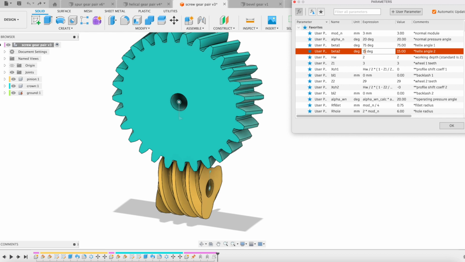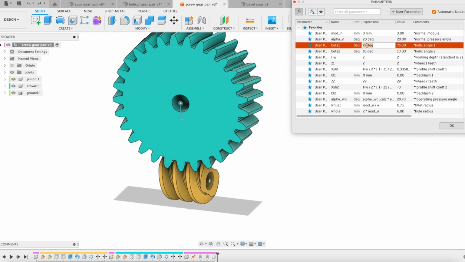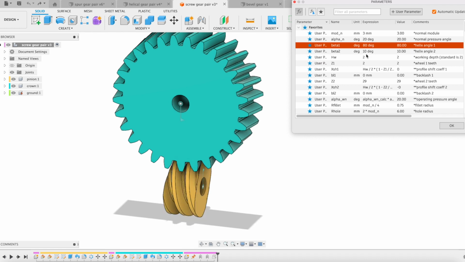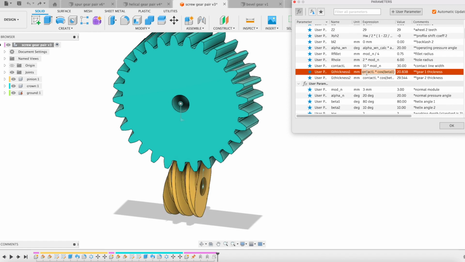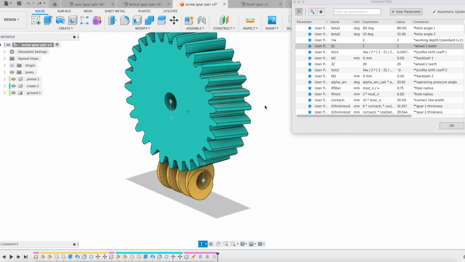This might be the most spectacular of my gear models. It shows that a worm gear is a screw gear with an extreme helix angle and a tooth count down to 1 if wanted.